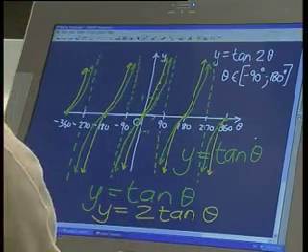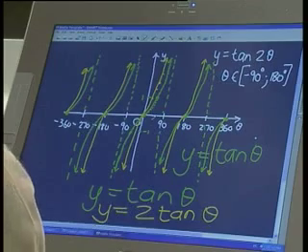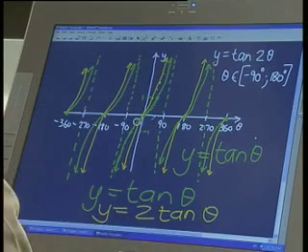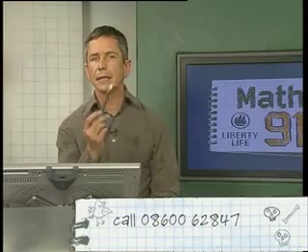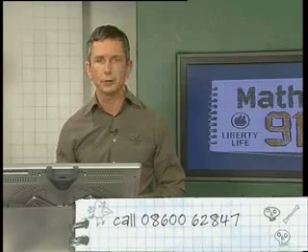By the way, you should note that the tan graph does not have amplitude. The tan graph is not a wave, and so the tan graph does not have amplitude. Only the sine and the cos graph have amplitude.